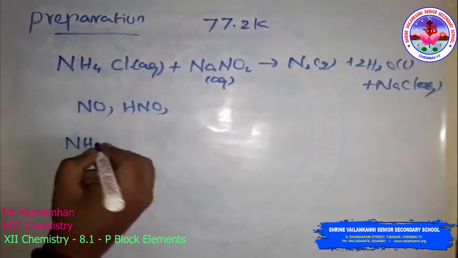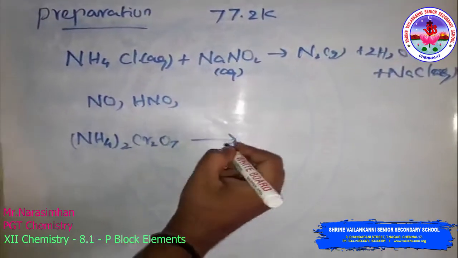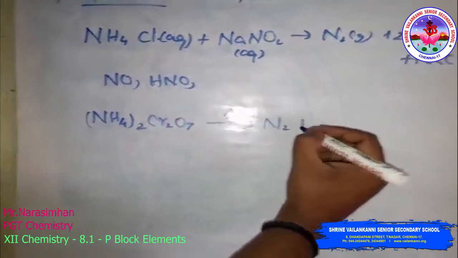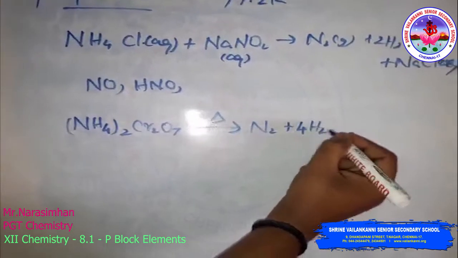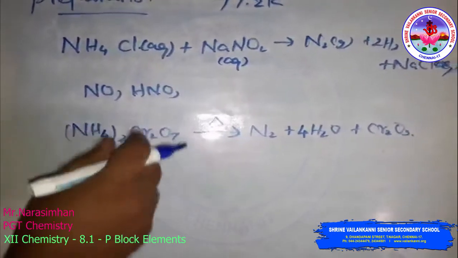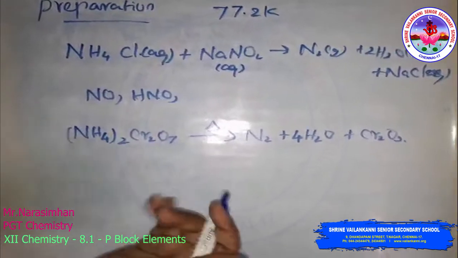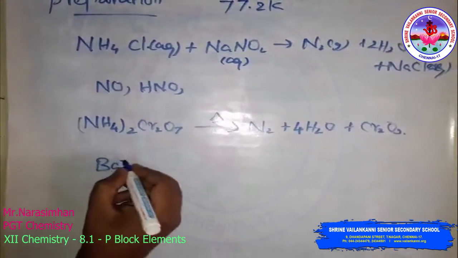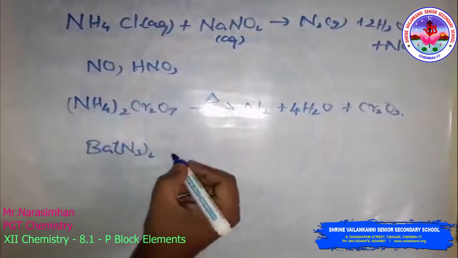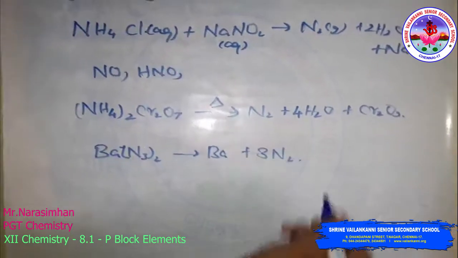For example, ammonium dichromate, (NH4)2Cr2O7, on heating gives nitrogen, just pure nitrogen, and chromium oxide. Very pure nitrogen can be obtained by the thermal decomposition of sodium or barium azide. For example, barium azide, Ba(N3)2, forms barium and nitrogen.